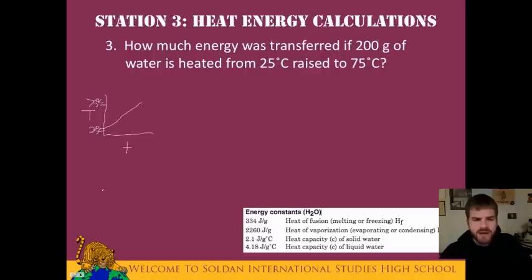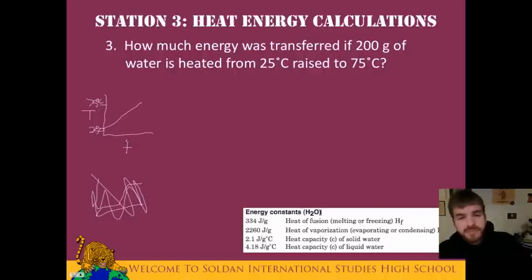Sometimes as I'm walking around, I see heating curves that are very complicated, like this. In this problem, you're not going from solid to liquid to gas and so on. It's just a very simple heating curve. This is water. It's at 25 Celsius, so it's a liquid. And it's just a liquid that's heating up. It's thermal energy that's being absorbed, or energy that's being stored as thermal energy. Okay.